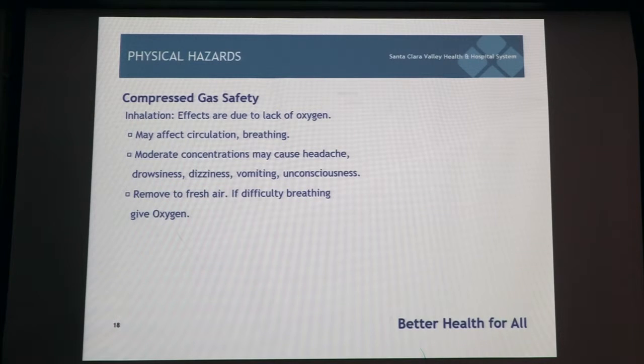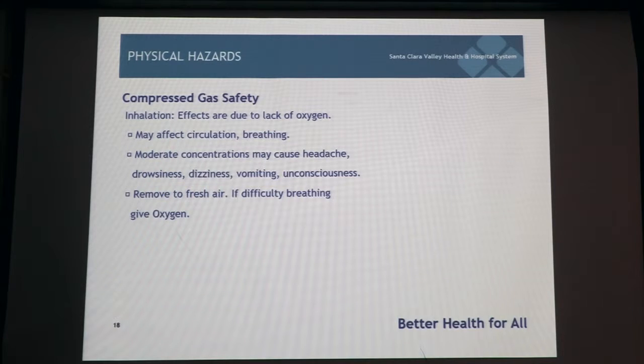The effects of the gas, if you're exposed to it, depend on what kind of gas is in there. Most of the compressed gas cylinders we have are with oxygen. The danger of oxygen is that it makes the atmosphere more flammable. But if we inhale a little extra oxygen, it's not usually a big deal.